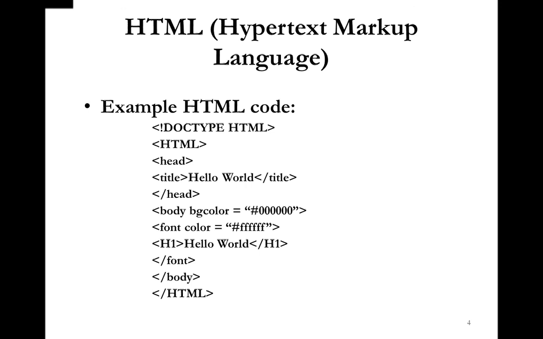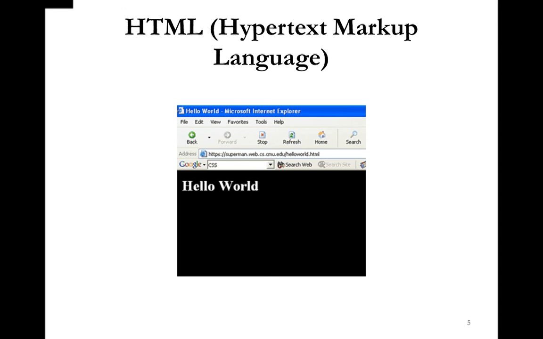Apart from this we have several tags like the HTML tag, head tag, title tag, body tag, font tag, and of course the h1 tag. These tags are used for the sake of representing or presenting data over the web page. We'll see the structure of this HTML document a little later. First let's look at the output of this particular program. This is the output of that earlier snippet.